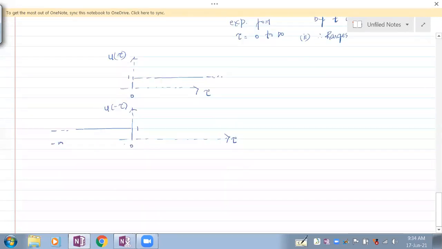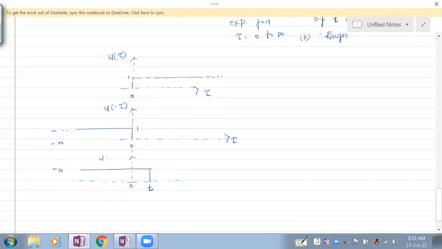Fine. Now, here you are shifting this u of minus tau to the right by t units. Now it is standing at 0, it ends at 0. If you shift it to the right by t units, it will come and stand at t. Now this would be minus infinity only, because minus infinity, if you shift to t, would still be minus infinity only. Understand that? So this is minus infinity to t.